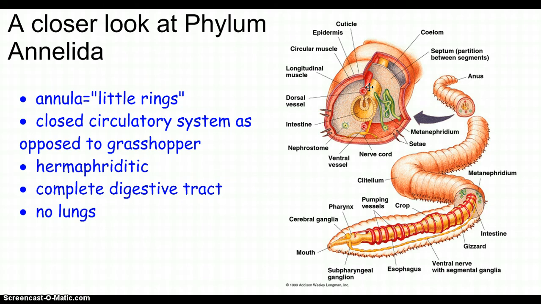So if you have blood vessels, you're considered to have a closed circulatory system, whereas the grasshopper has an open circulatory system, and basically it just has a type of blood that washes through the body and carries the nutrients that it needs. It doesn't have blood vessels.